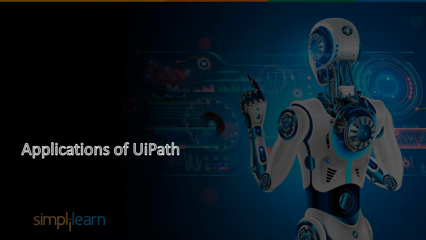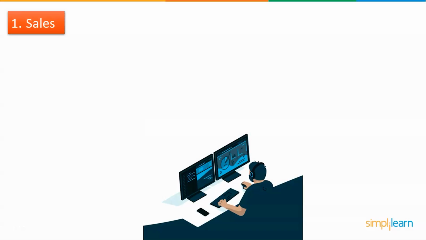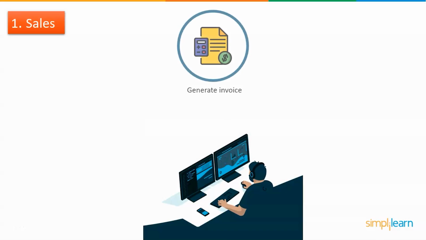Let's look at some of the applications of UiPath. In sales, UiPath is used to generate invoices. This is an example of data replication in action. Both CRM and accounting systems must have the same sales details. Bots can update accounting records, prepare and send invoices from the appropriate email addresses instead of manually replicating data.